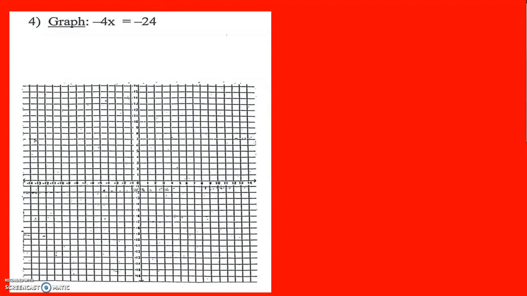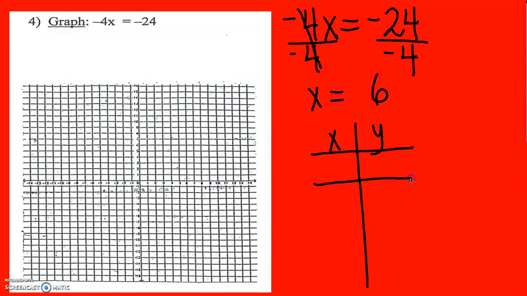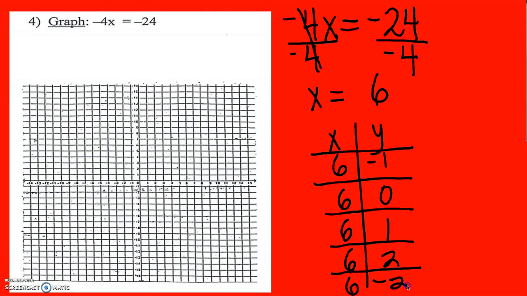Okay, here we have negative 4x equals negative 24. We don't have a y, so I know that my y value is equal to 0. So I'm just going to isolate my x, and I get x equals a positive 6 because two negatives dividing gives us a positive. So we can think back to our little xy chart that we did on the last problem. Here it says x equals 6. So on every single example, my x value is going to be 6. My y values can be whatever we want them to be.